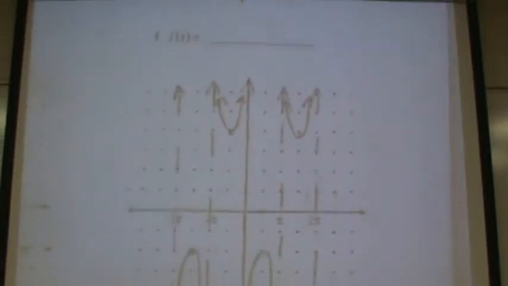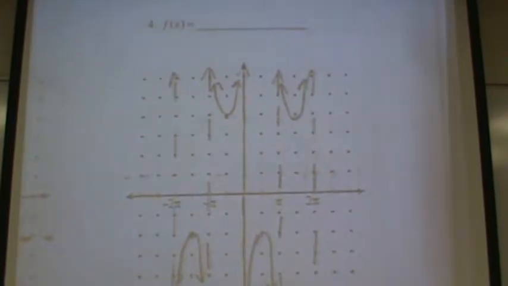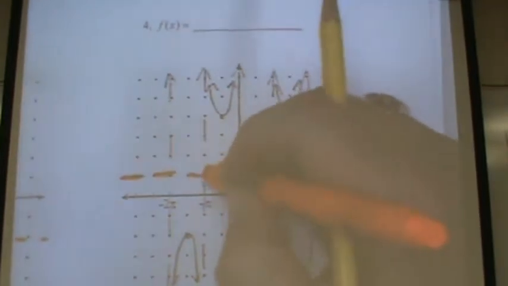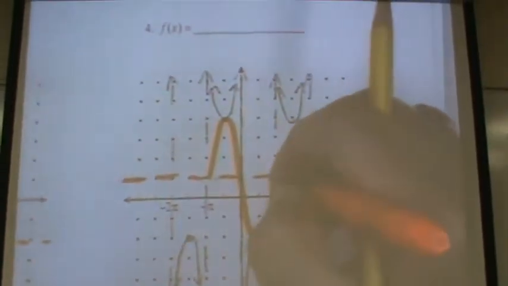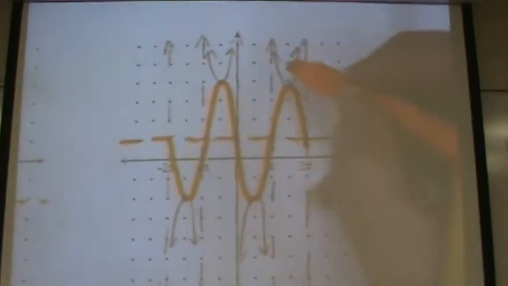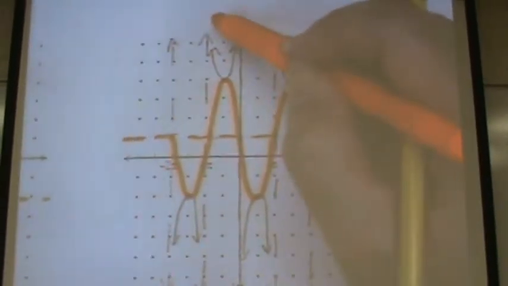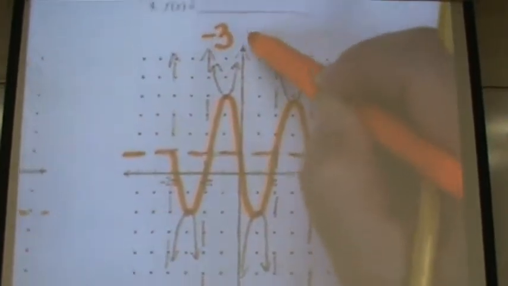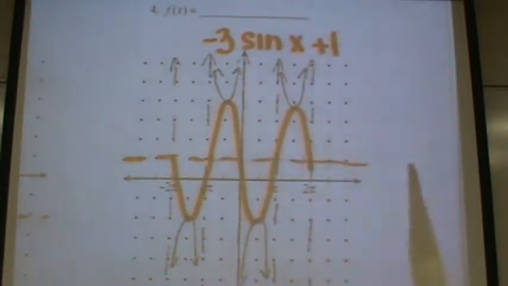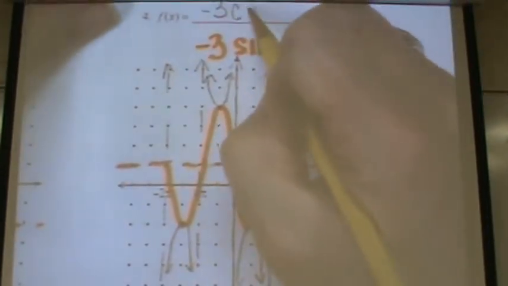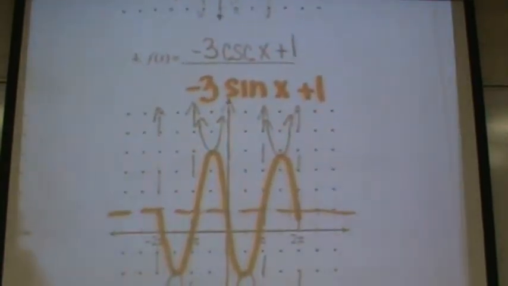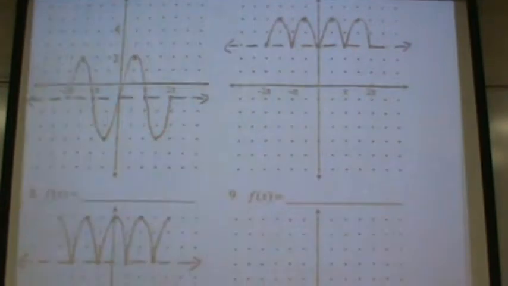Okay, how do I do this one? Draw your asymptote. Where's the asymptote? Plus 1. Okay, what's this graph? Negative 3 sine of x plus 1. So what's my answer? Negative 3 cosecant x plus 1. Good? One more.